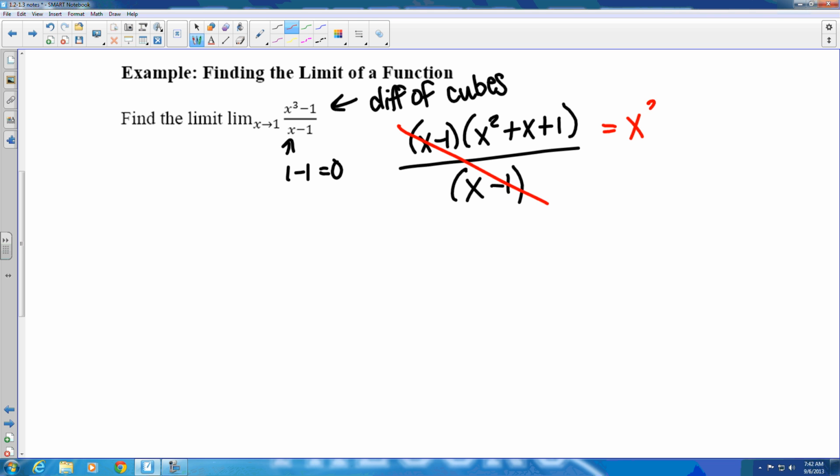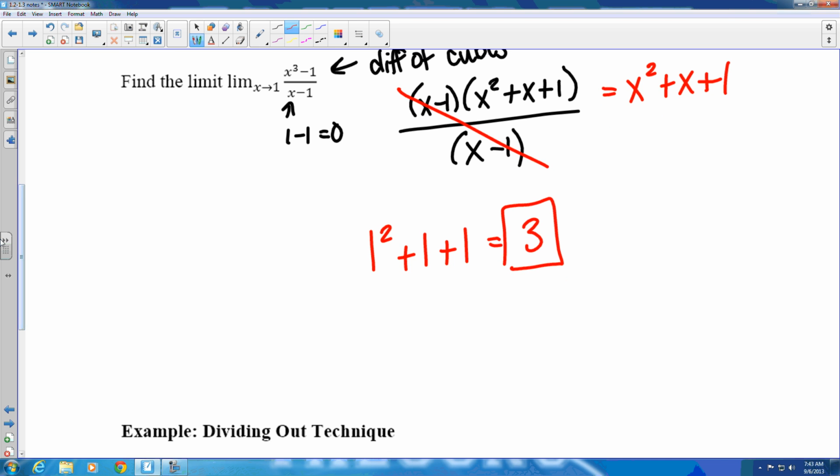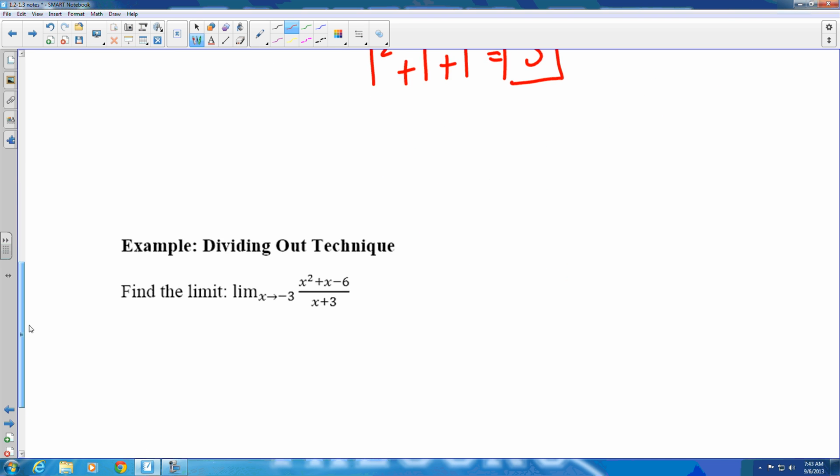So once that cancels, we're left with x squared plus x plus 1. Obviously not when x is 1 though, because going back to the original function, that would give us a 0 on the bottom. And if we put the 1 in here, 1 squared plus 1 plus 1 is 3, so that's the limit of the whole thing. You are going to have a hole in your graph at 1. That's because of the undefined function, but you can still have a hole and have a limit at that point, as we saw in the first section.